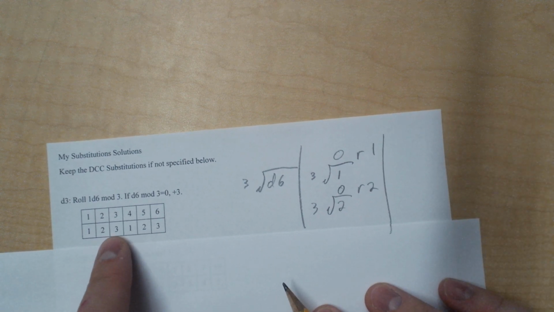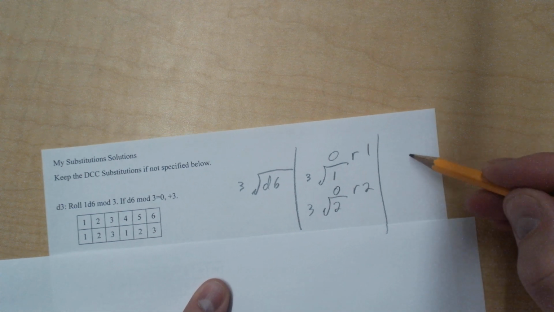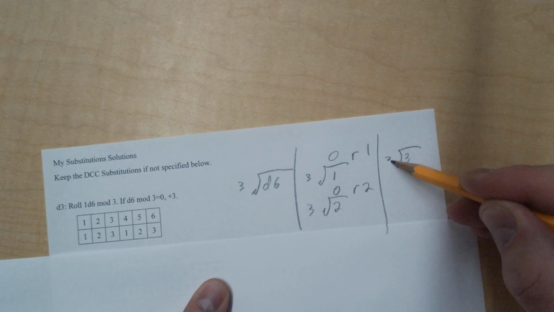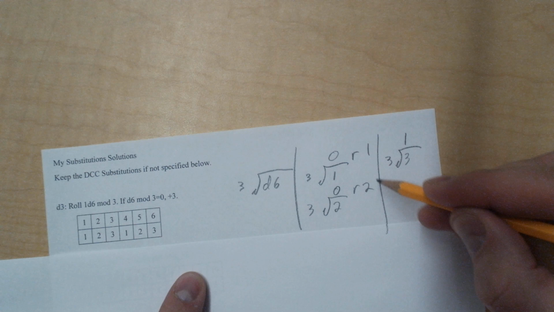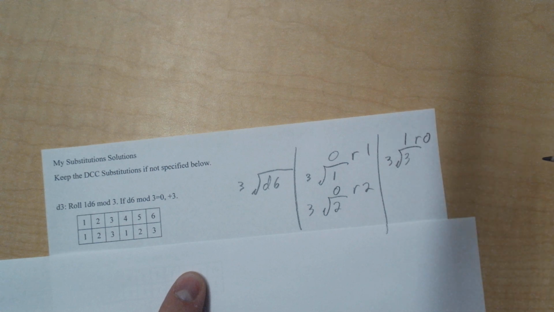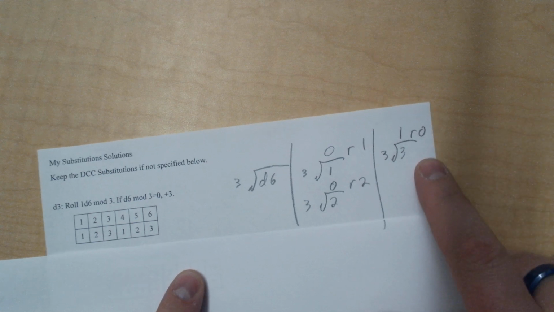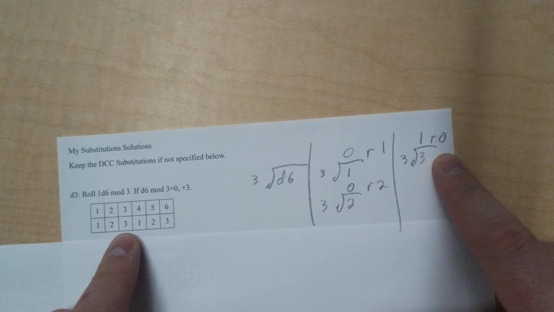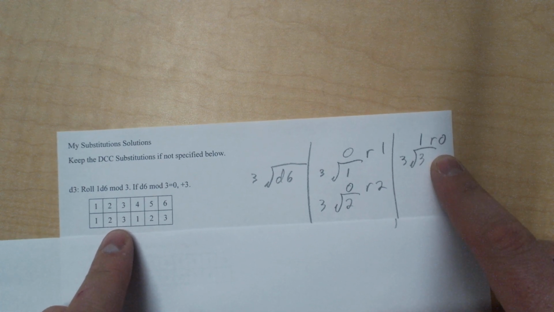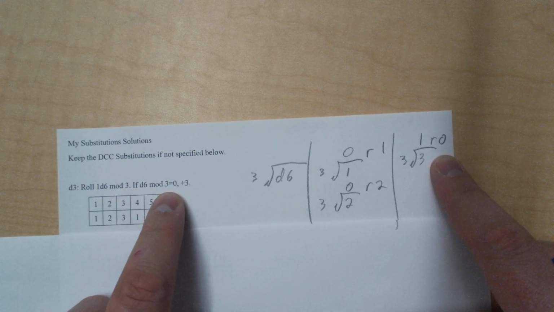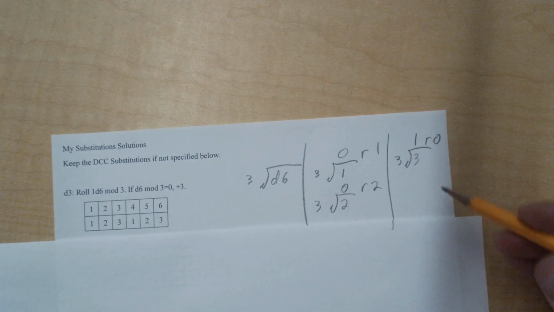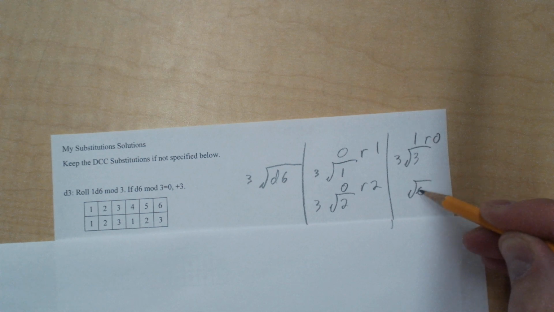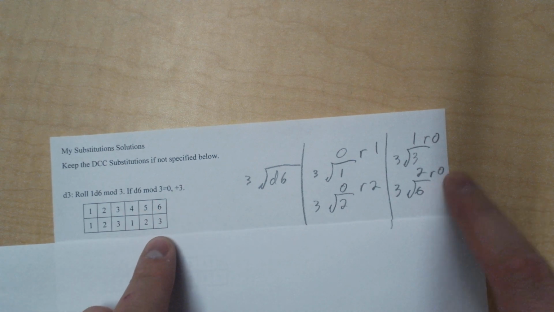Now let's look at 3 and 6. 3 mod 3, we get 1, and our remainder is 0. Now we've encountered a problem because 0 is not a value that we want, so we just add this little stipulation. If D6 mod 3 is equal to 0, we add 3. Let's look at 6 mod 3. We end up with 2 with a remainder of 0. Once again, we have the 0, so we add 3.